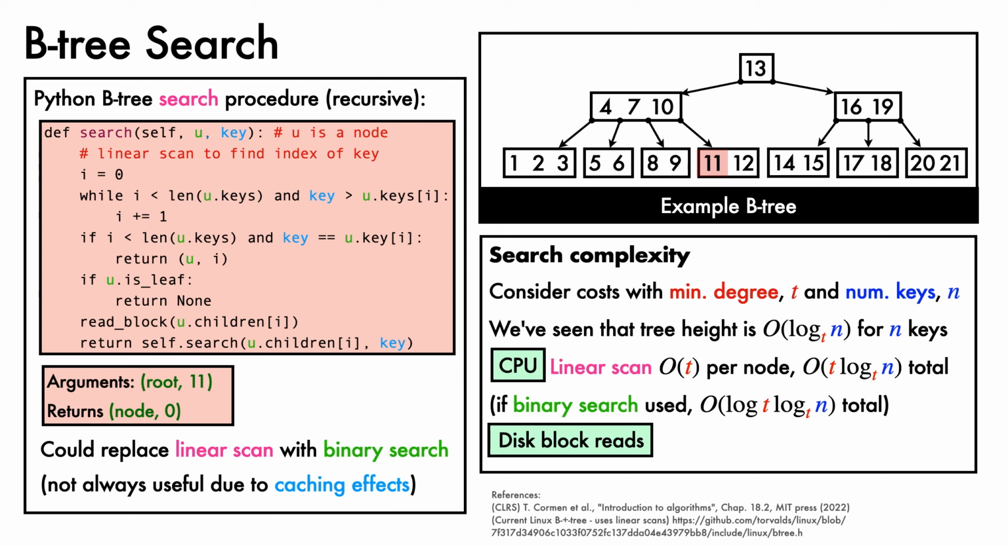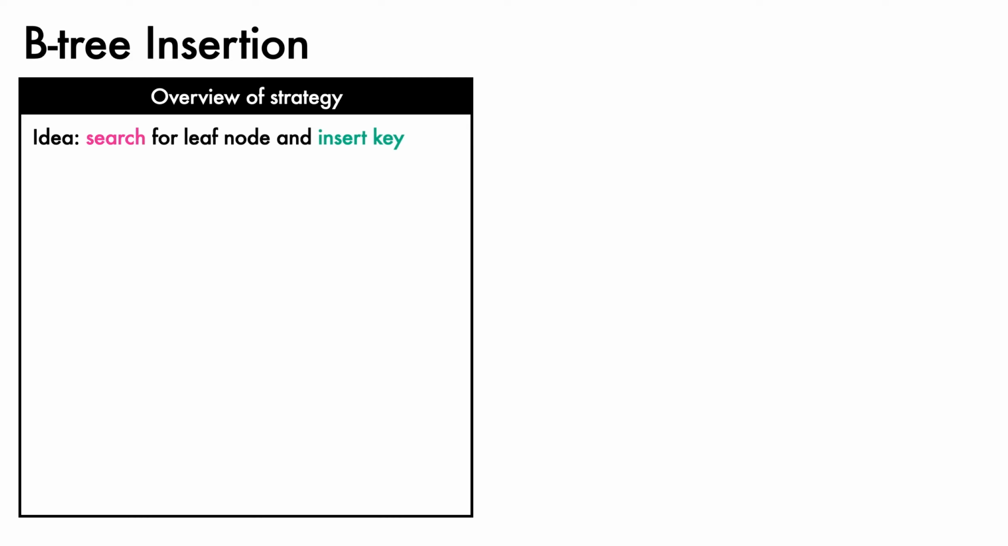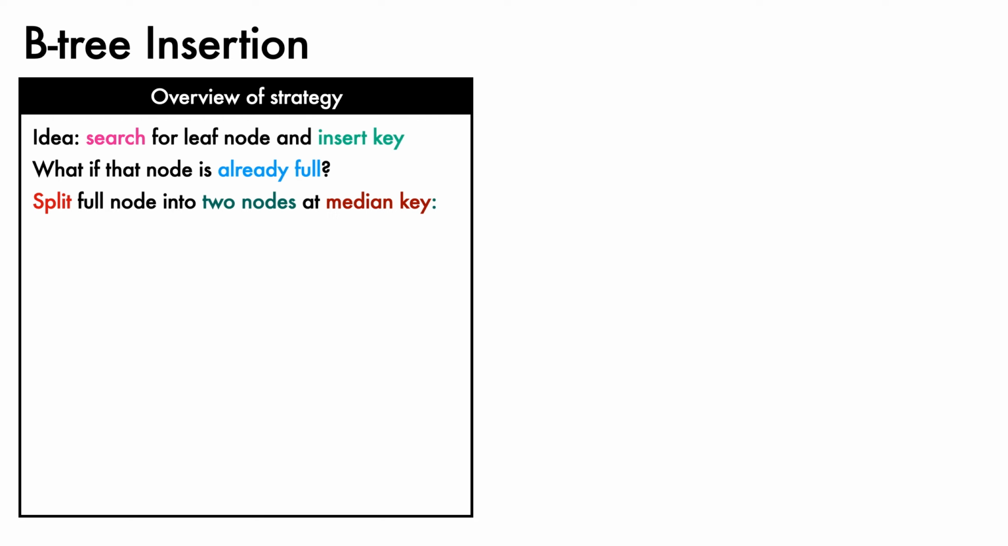We now come to B-tree insertion, which is where things start to get a little spicy. The basic idea is simple enough. We search for the appropriate leaf node and insert the key. But what if that node is already full? Then we will split the full node into two separate nodes at its median key.